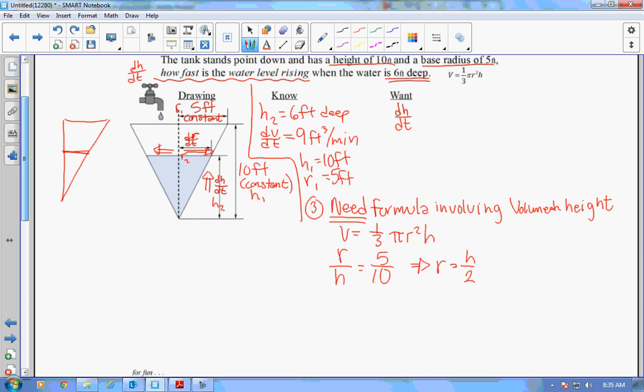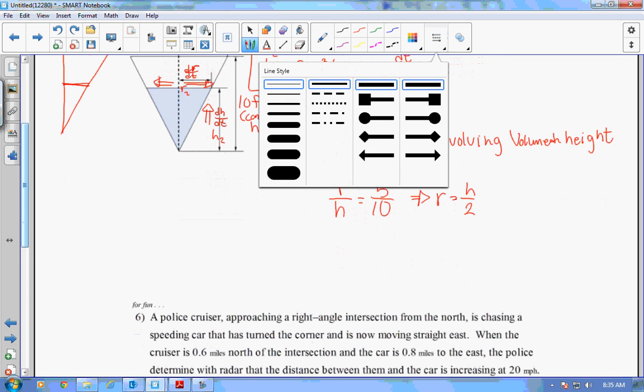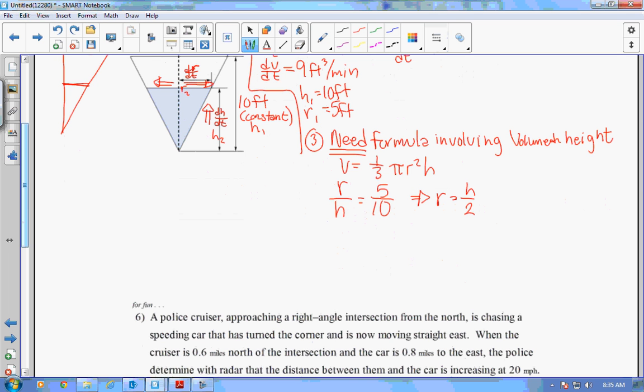Okay. Oh, get it right, a little smaller. So my volume is 1/3 pi, but now the radius squared is H over 2 squared times the height. That's where I'm going to leave you. Okay? You know what you need to do now? You're trying to find dH dt. So what do you have to do? Take the derivative. After that's done, then plug in stuff you know. Okay? I'll let you finish. Work with your neighbor if you need to.